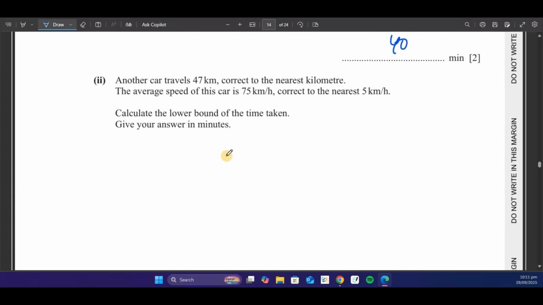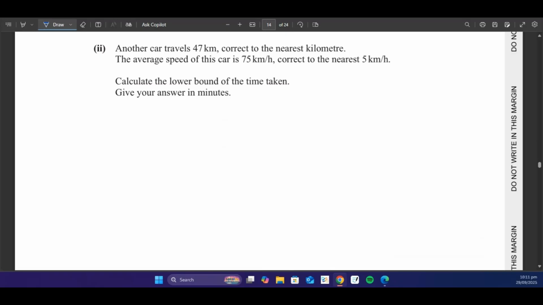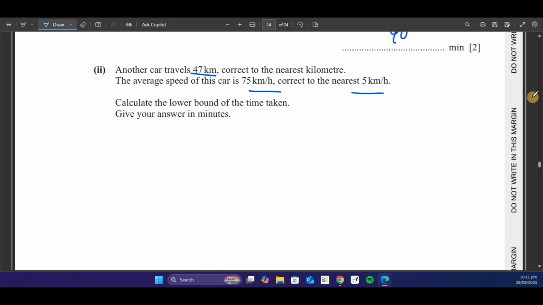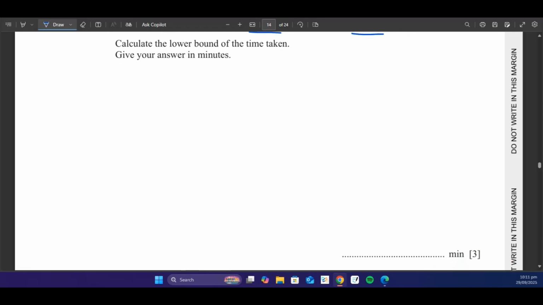Alright, perfect. Moving on to part 2. Another car travels 47 km, correct to the nearest kilometer. The average speed of the car is 75 km per hour, correct to the nearest 5 kilometers. Okay. So to the nearest kilometer, that means that we're going to round it off. Let's say if it's 47.5, we're going to round it off to 48. Make sense? So calculate the lower bound of the time taken, give the answer in minutes.